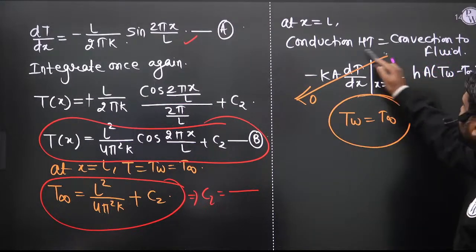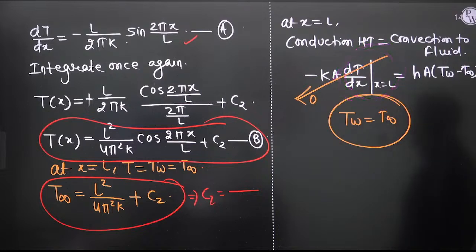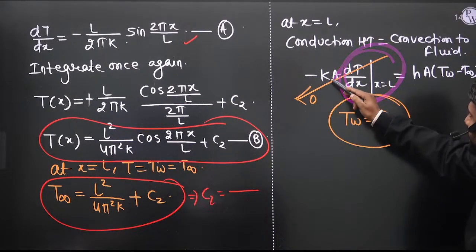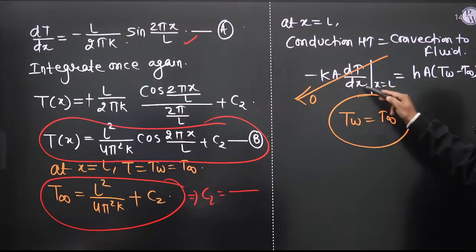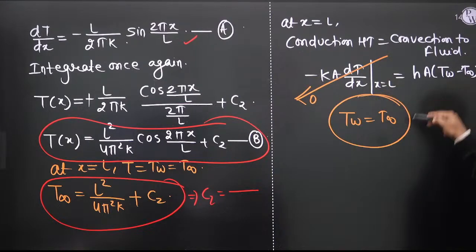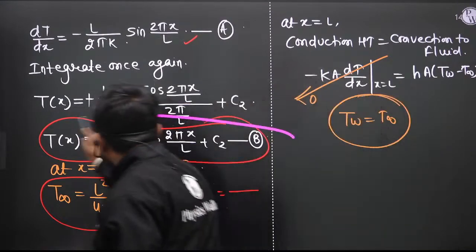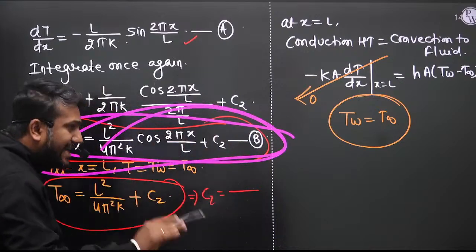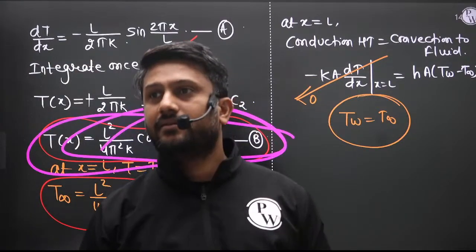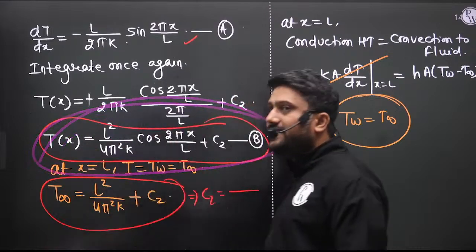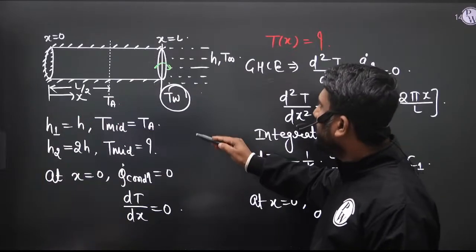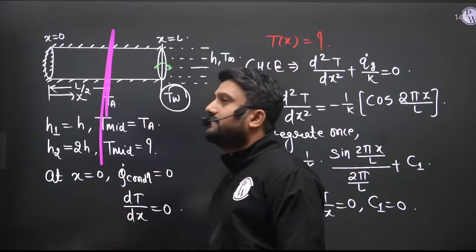Let us consider dT/dx at x equal to L is 1. So what you are getting is minus KA equals hA (Tw minus T infinity), and A cancels out. So this is minus K by h plus T infinity equals Tw. Definitely in this expression h is present, and if h is present, then the mid temperature is a function of h.